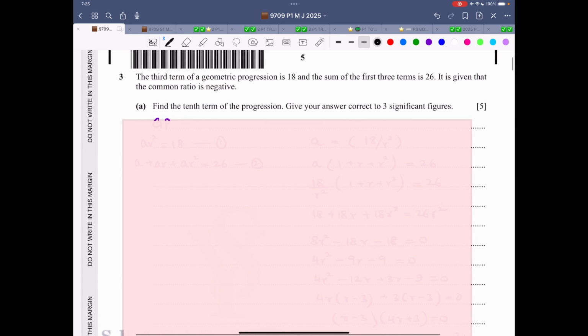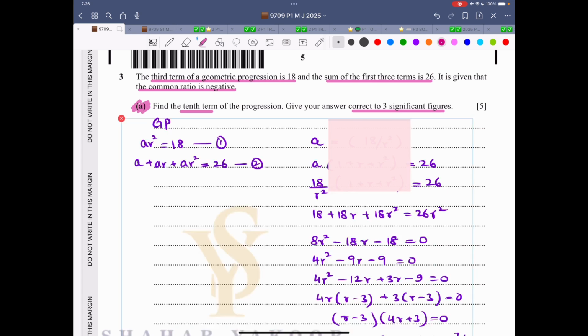Question number 3. Now it says the third term of a GP. Now let me highlight it. The third term of a GP is 18 and the sum of the first 3 terms is 26. It is given that the common ratio is negative. That means if you're getting a common ratio which is positive, discard it. First thing, find the 10th term of the progression. Give your answer correct to 3 significant figures. So basically, we first have to find the unknown A, the unknown R, and then work it out.